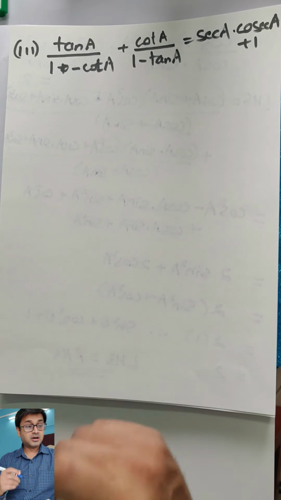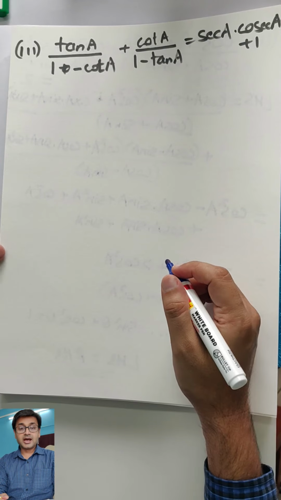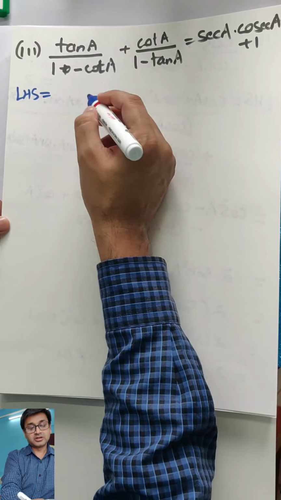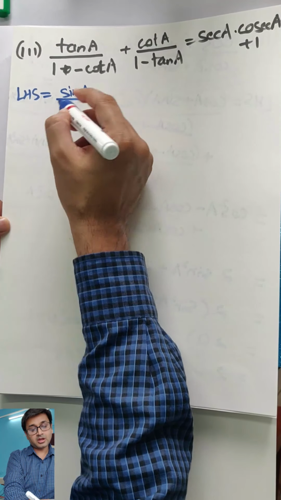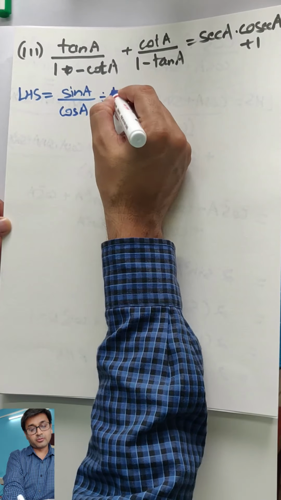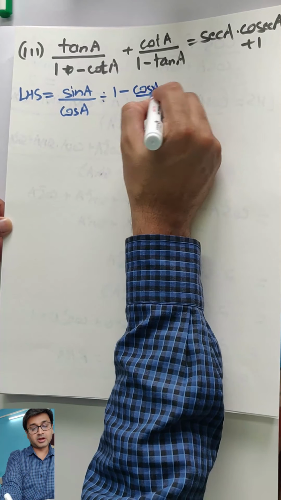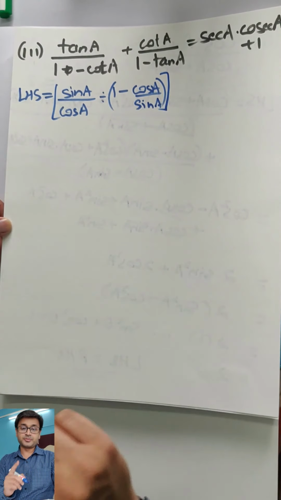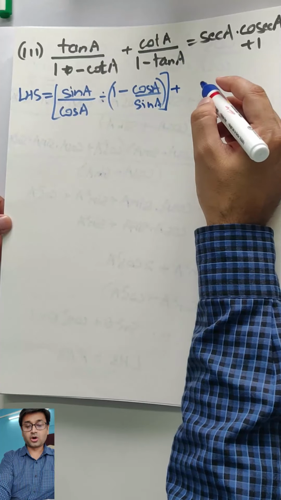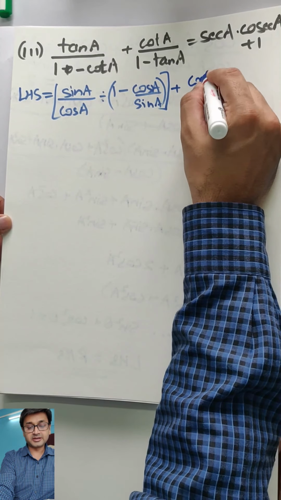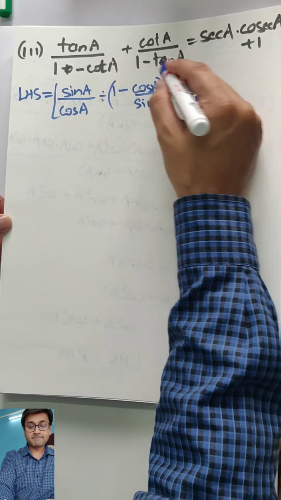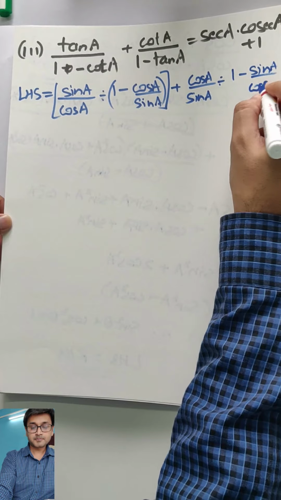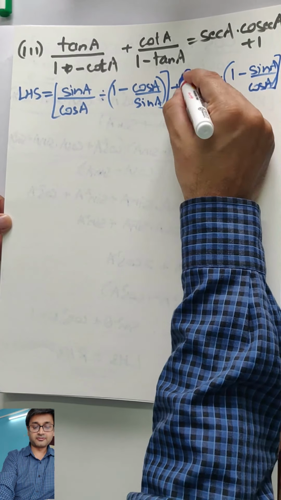Part 3. This is convert everything into sin cos, and then gradually you will move on. This is a slightly lengthy sum, but they are not difficult. So tan, sin a upon cos a, divided by 1 minus cos a upon sin a. This is in one bracket and the whole thing in another bracket. Please use brackets carefully, don't mess up, okay? Plus cot. What is cot? Cot is cos upon sin, divided by 1 minus tan. Tan is sin upon cos. So one bracket for this, another bracket for the whole thing.